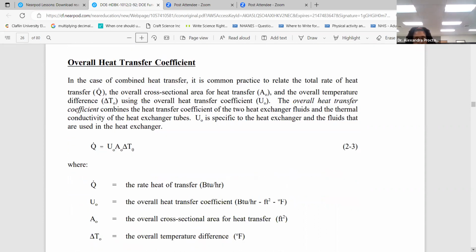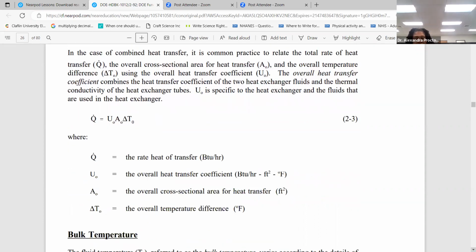Where Q is the rate of heat transfer in BTU per hour, U is the overall heat transfer coefficient in BTU per hour foot squared degree Fahrenheit, A is the cross-sectional area of heat transfer, and delta T is the overall temperature difference in degrees Fahrenheit.